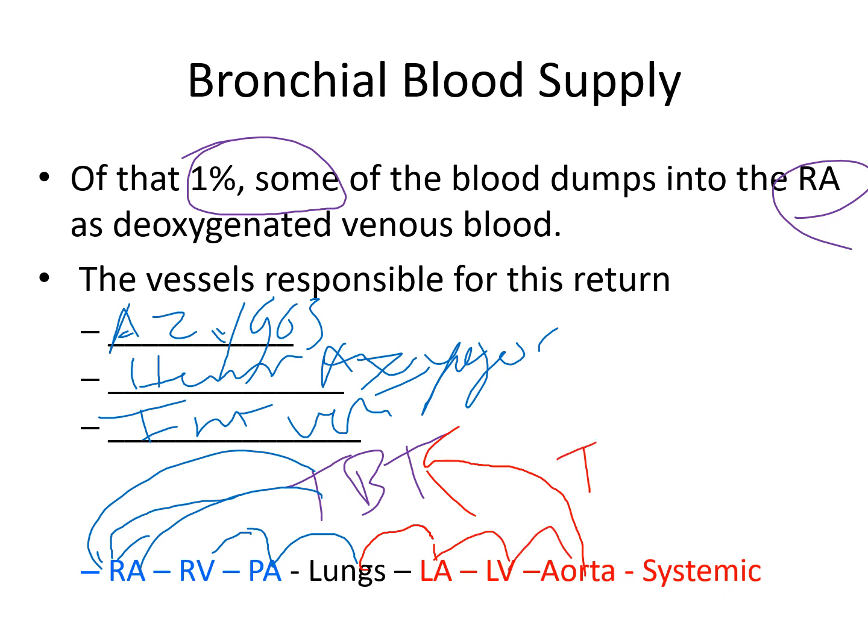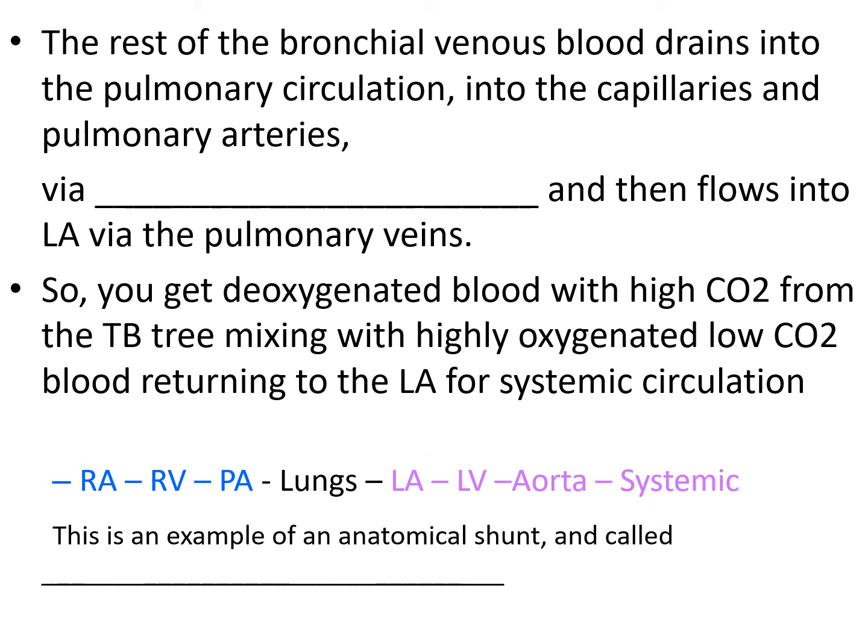of it will go here, but the rest of it will go to the systemic blood flow, right? The rest of the bronchial venous return, so some of it will dump into the right atrium. The rest of it will drain into the pulmonary circulation, into the pulmonary arteries and capillaries. And there's a fancy word here, and this is how it goes. It's called the bronchopulmonary anastomosis. Let me spell that for you.